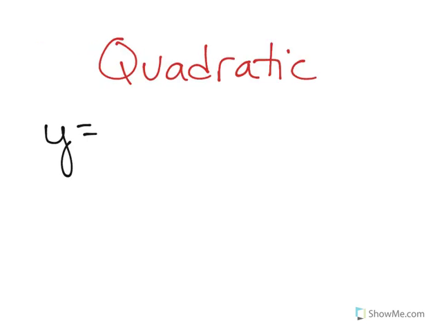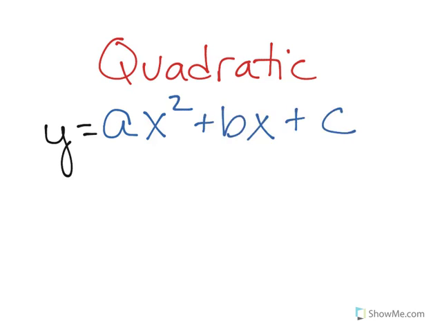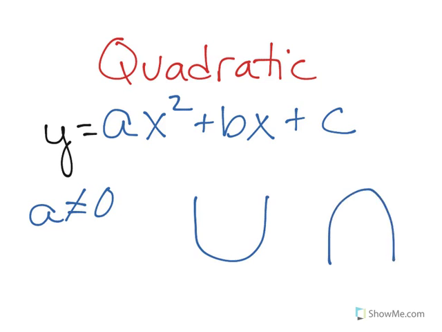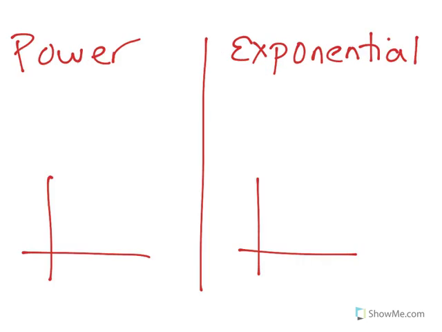Next function type is a quadratic, where y equals ax squared plus bx plus c. And remember that a cannot be equal to 0, otherwise it's a line. This one is a is greater than 0. This one is a is less than 0. Makes the graph happy or sad. Determines the concavity. Moving on from quadratic, the two that sometimes get mixed up are power and exponential.